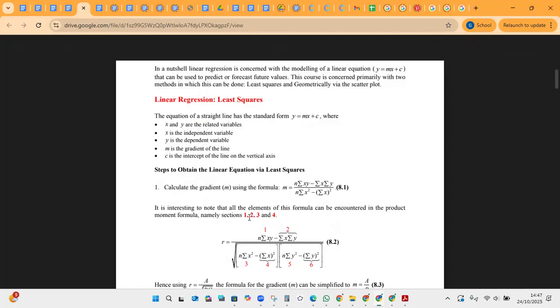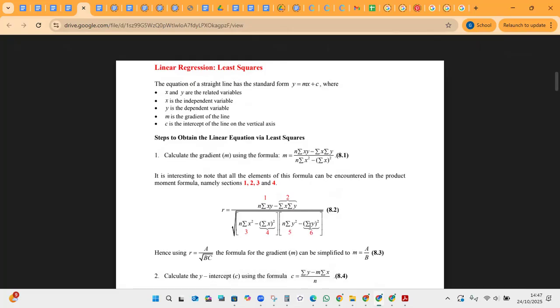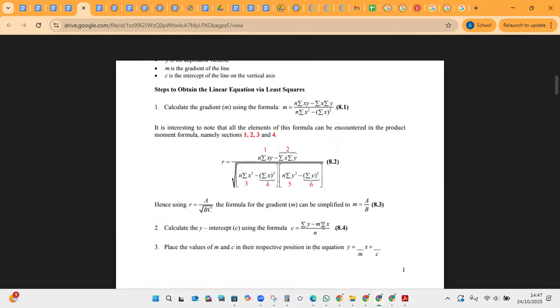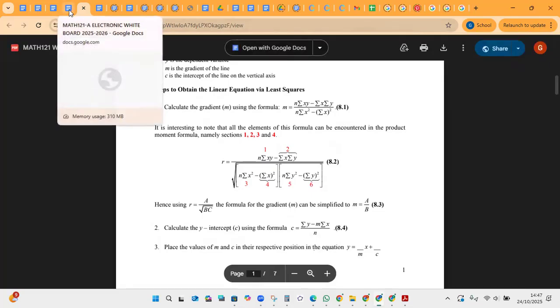Namely numbers 1, 2, 3, and 4. Remember, we have already calculated 1 and 2, and that gives us A, and 3 and 4 give us B. So hence, using R equal to A over the square root of BC, the formula for the gradient can be simplified to just A over B, because it's the same values. And here's the formula for the y-intercept c: the sum of y minus m times the sum of x, over n. Once you have got the m and the c, you can complete your equation. So let's see where we have done that in our example.